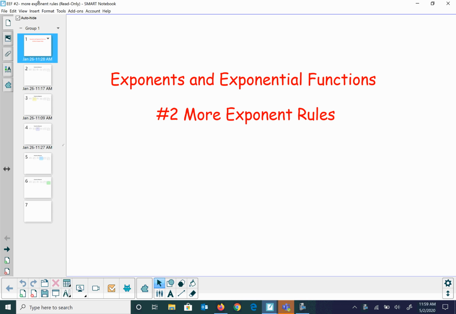Hi, Algebra 1. This is going to be the last of this unit. Well, there will be a review to work on, so make sure you double check this stuff. So we're talking about a little bit more on exponents.